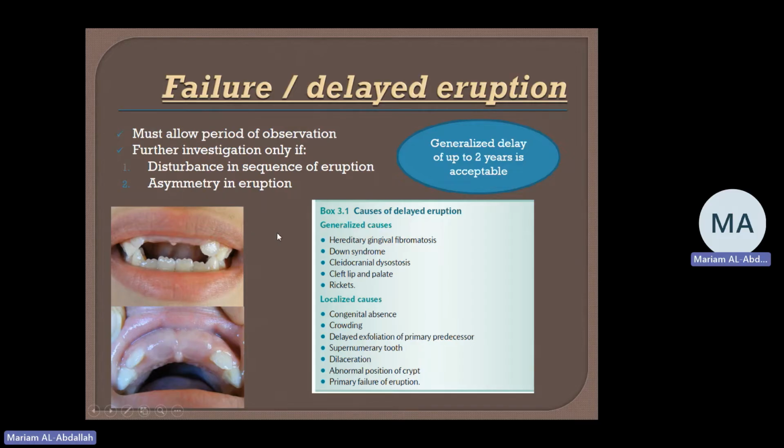Now, if we have a generalized delay of eruption, so we have normal sequence, normal symmetry, but we have generalized delay, this is not a problem as long as it's within 1 to 2 years. Now, for delayed eruption, there are local causes and we have generalized causes. You have to look at this box and go through these factors that are considered systemic and local factors, right?